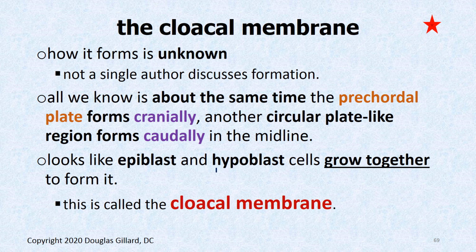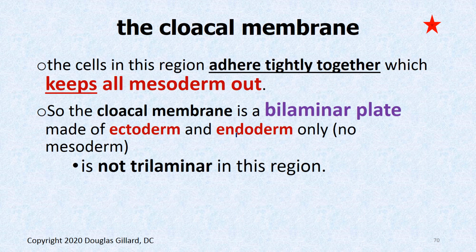So this cloacal membrane is only 2 layers thick, and that's a testable question, because the rest of the embryonic disc, the little human, is 3 layers, but not here. And we're going to see another twin structure to this in a minute. So cells packed together, whatever happens there, there's no mesoderm there at all. And so the cloacal membrane is a bilaminar plate, even after the trilaminar disc is built.